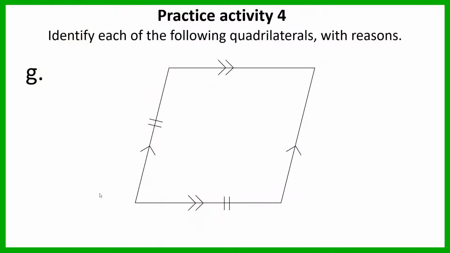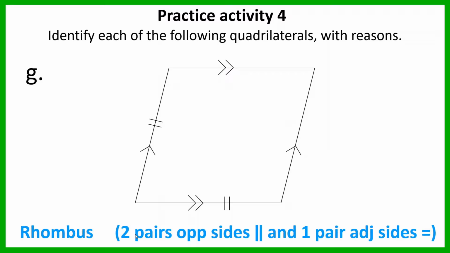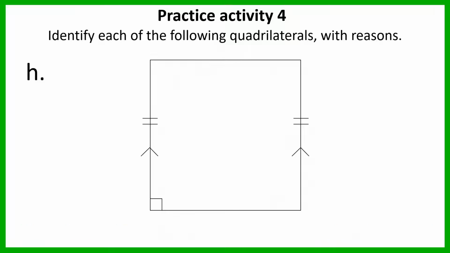Okay, in G we have a rhombus. It's a rhombus because first of all we can prove that it's a parallelogram because the opposite sides are parallel. There are two pairs of opposite sides parallel, and we know that the adjacent sides are equal, so that makes it a rhombus. So it's a rhombus, and our reason is two pairs of opposite sides parallel and one pair of adjacent sides equal. Then our last one for today is question H. You have 30 seconds again.